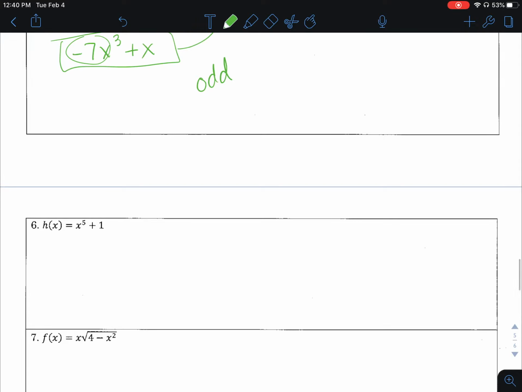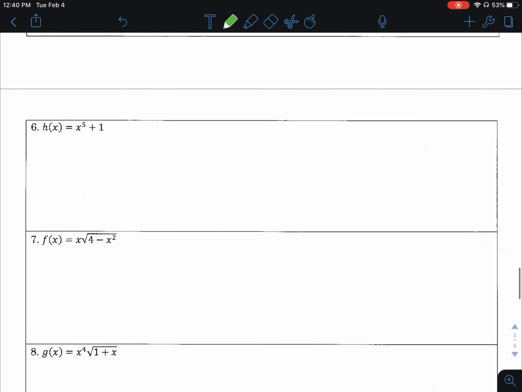All right, number 6. So if I put negative x to the 5th plus 1, negative x to the 5th is going to stay negative because it's that odd exponent. And then the plus 1 just stays. So notice the only thing that flipped was the x term, but then the plus 1 stayed. So this is neither.